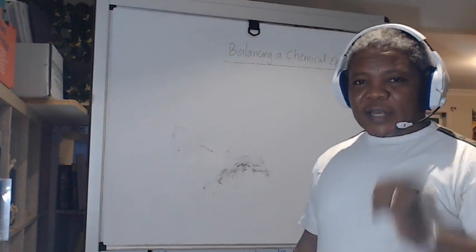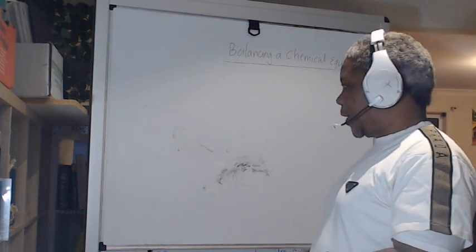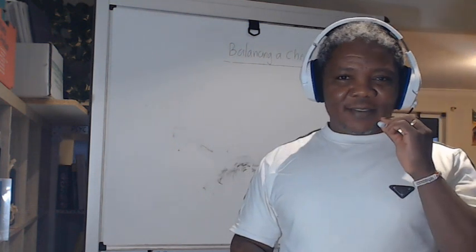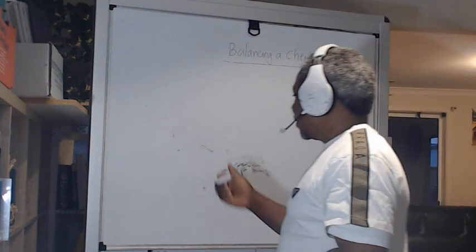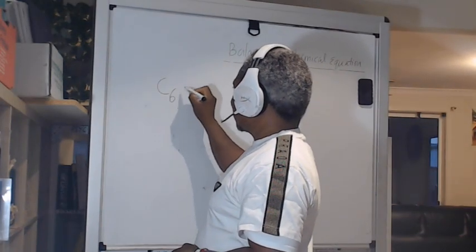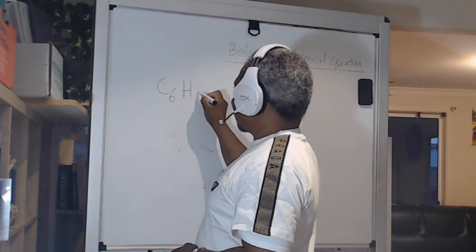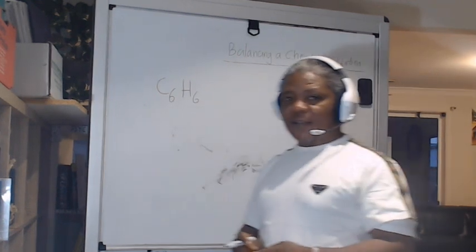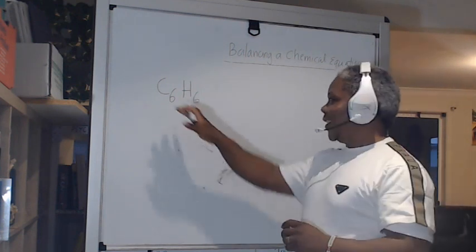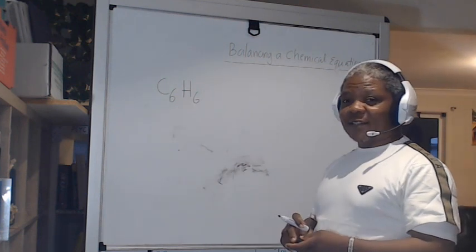Now let's see how we can balance a very, I think it's a common reaction maybe, but it looks complicated, but it's not. It's what we call benzene. Benzene is 6 carbons and six hydrogens. That's benzene. It's like a ring. Okay, forget about that. It's a C6H6.